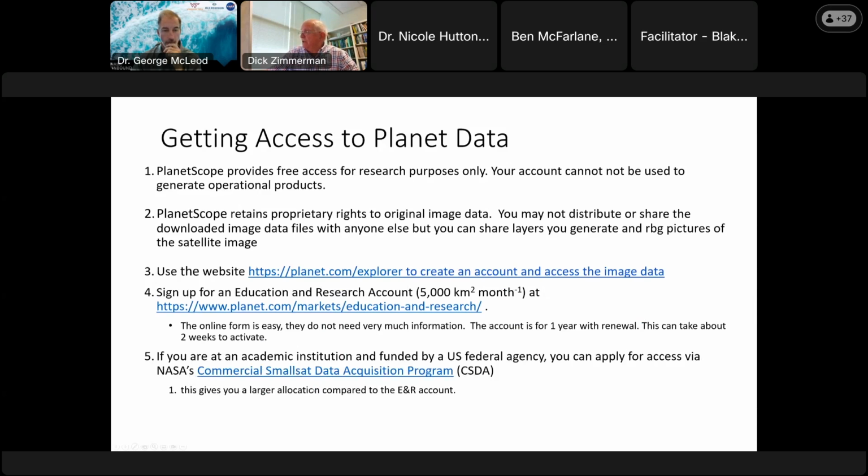This gives you larger allocation compared to the education and research account, but they put a 30-day embargo on the imagery. That is not true with the education and research account. With the education and research account, you can see imagery that was collected yesterday. With the NASA Commercial Satellite Data Acquisition Program, there's a 30-day latency on access to the imagery, but you get more imagery. And if you work for a non-academic federal or state agency, you should talk to the CSDA program about access. Usually they can give you access.